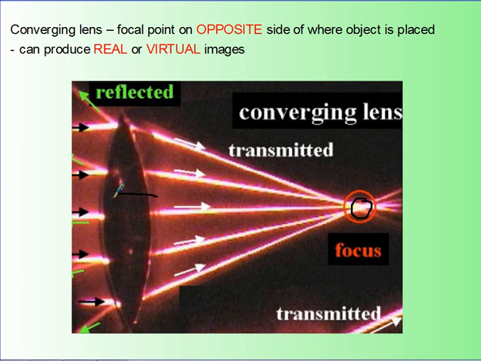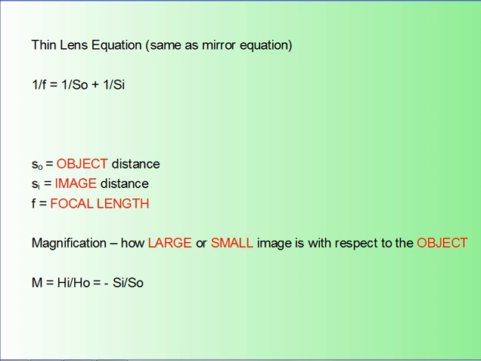Now you can recognize a converging lens because it's fat in the middle and skinny on the edges. A converging lens can give you a real or a virtual image depending on where your object is. The thin lens equation is the exact same as the mirror equation: 1 over f is 1 over s_o plus 1 over s_i, where s_o means object distance, s_i means image distance, and f is your focal length.